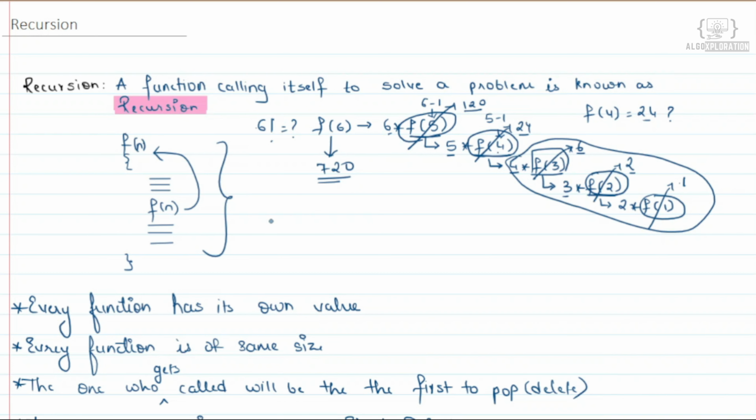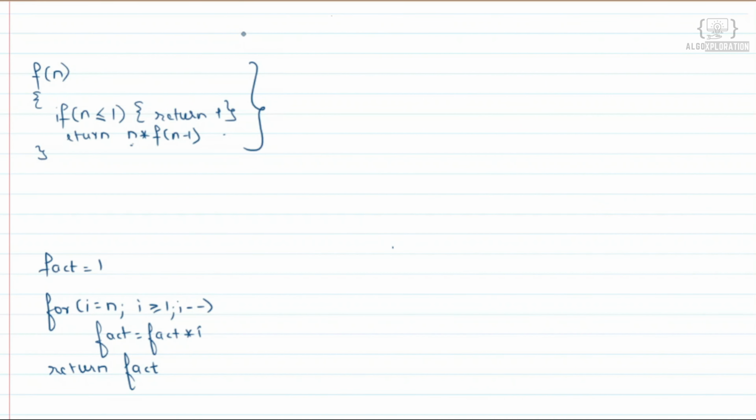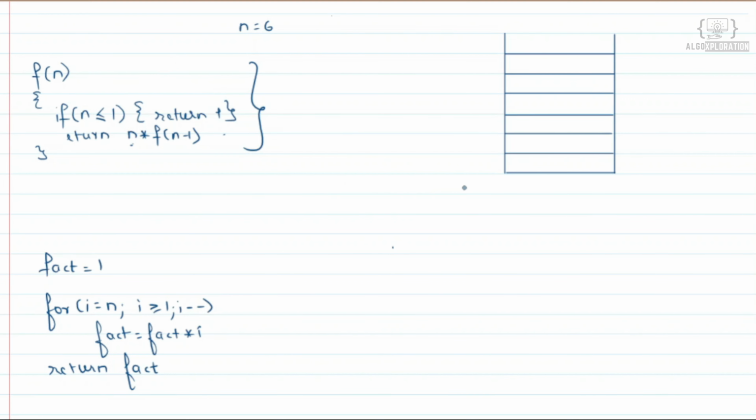Now let's see how, with the help of a stack, we find the factorial of a number using recursive code. Let's take n as 6. Initially f of 6 is called, that will do 6 into f of 5. Now f of 5 will get called, that will do 5 into f of 4. Now f of 4 will be called, that will do 4 into f of 3. So in this way this will get done.